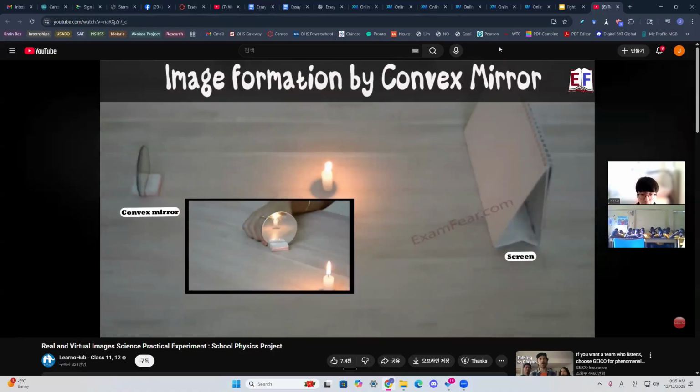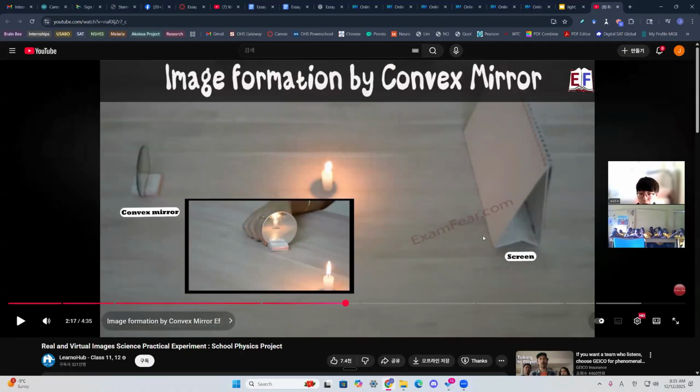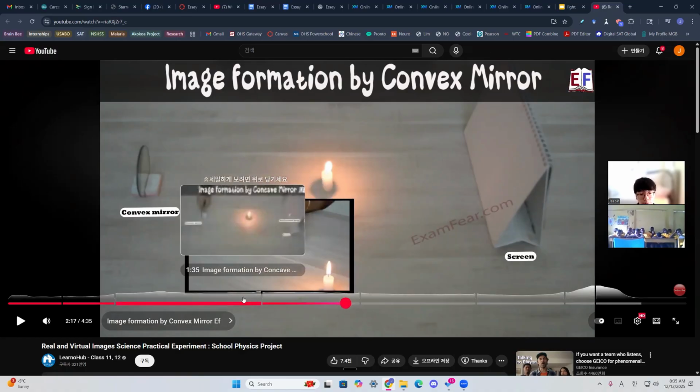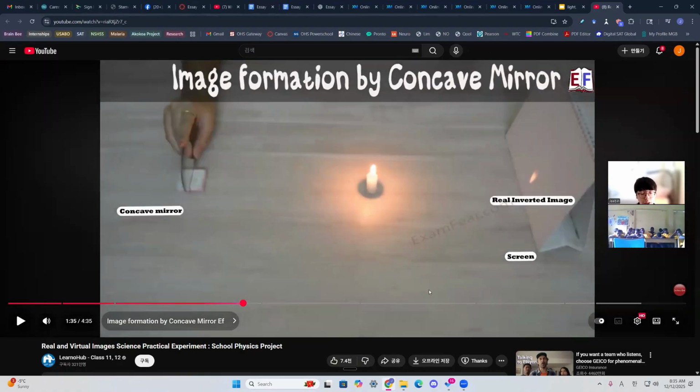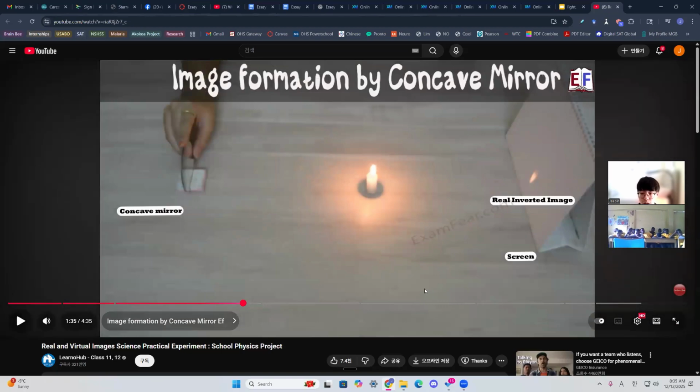Okay, we just wanted to look at image formation by concave and convex mirrors. If you have a convex mirror, it produces a virtual image like this. It's shown in the mirror, but it's actually not there in the back. But if we have a concave mirror, then the real image is shown over here on the screen. And you can see that it is inverted indeed.